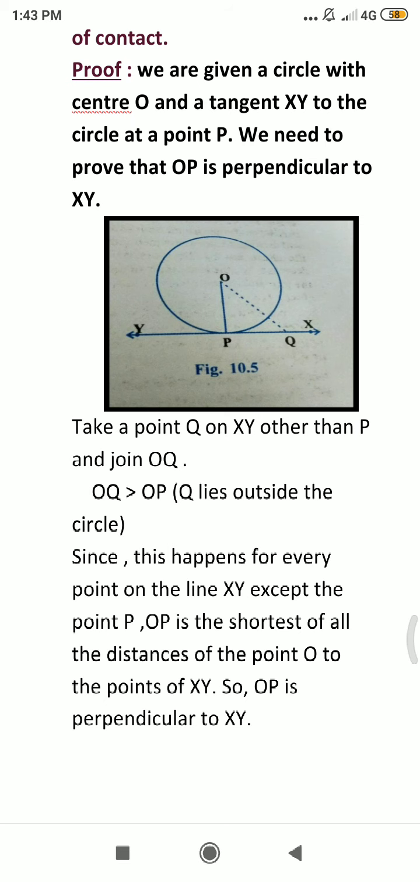Since this happens for every point on the line XY except the point P, OP is the shortest of all the distances of the point O to the points of XY. So OP is perpendicular to XY. Hence it's proved. I hope it's clear to you all.